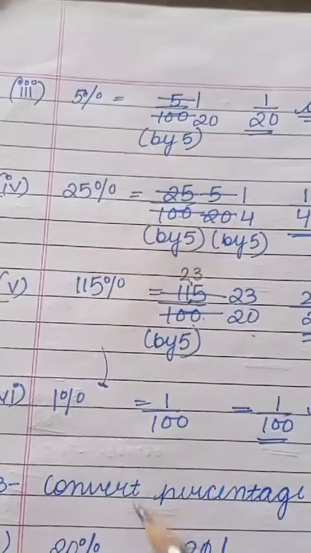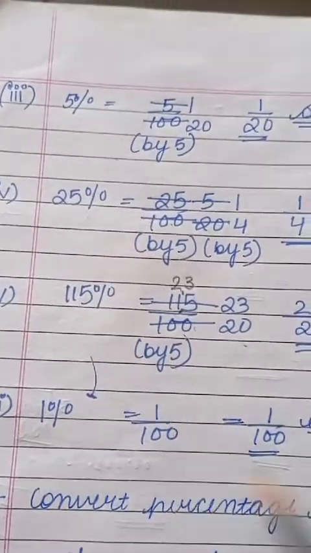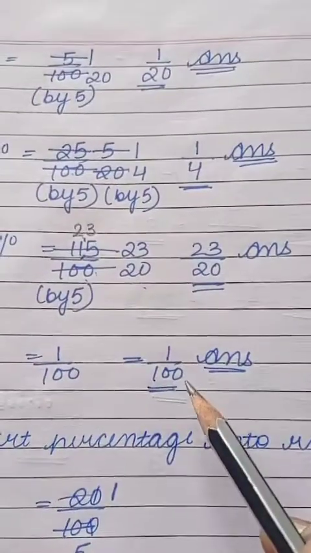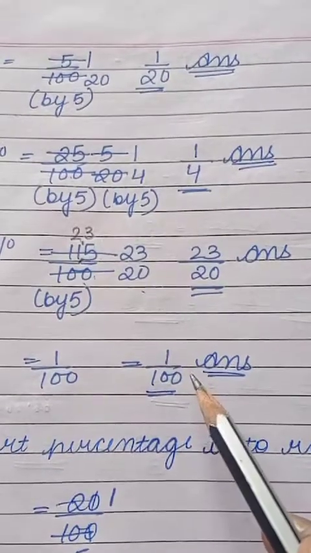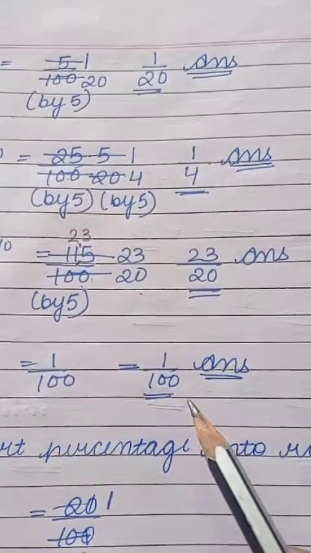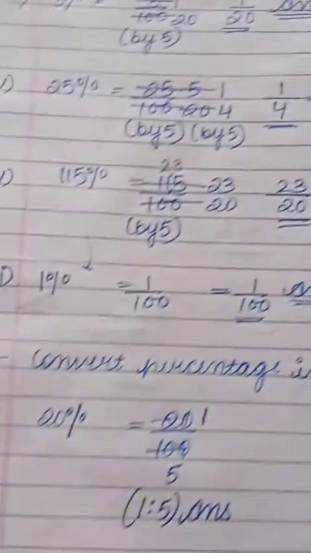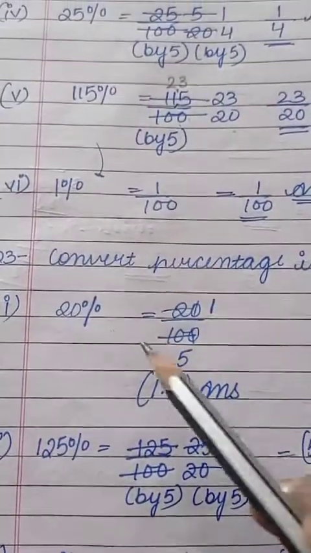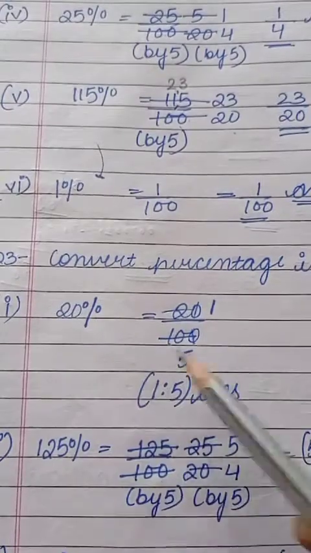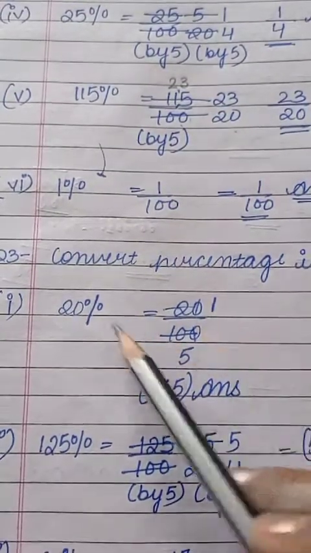Next is 1% which can be written as 1 by 100. So it can't be cancelled. This is in the lowest form only. So this fraction is the answer. Third question. Convert the following percentage into ratio. Now you have to convert them to ratio. Same question only. First you have to write them in the lowest form.